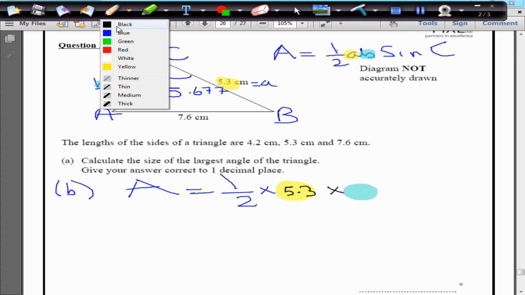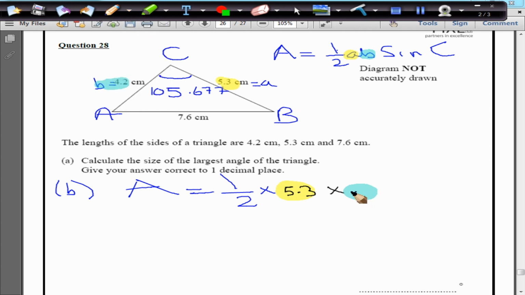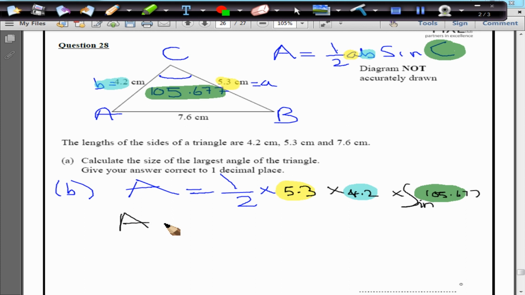And what was the B value again? 4.2. And what's the C value? The big C value is the angle. So it's times by sine of, don't forget the sine first, sine of 105.677. Okay, folks, it's time to put that in the calculator.